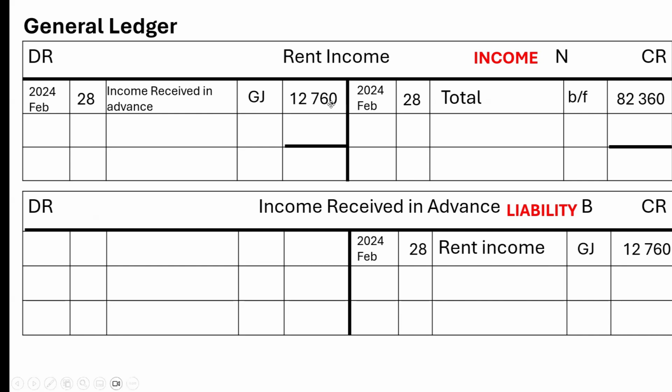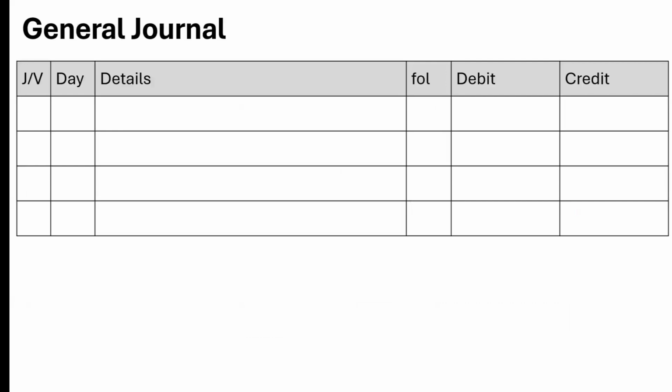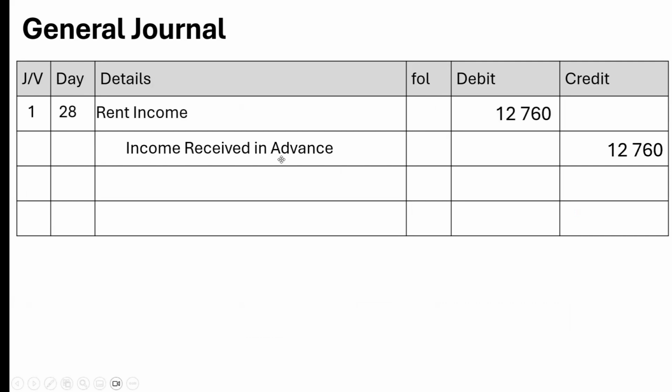And then again, we close off our nominal account to profit and loss. There's our totals. Take that total minus the 12,760. My profit and loss is 69,600. This amount will be recorded as an income in your financial statements. The general journal, journal voucher number, day 28. I debit rent income with 12,760. I credit income received in advance with 12,760. My narration is a story. It tells me what happened. Rent received in advance for 2 months.